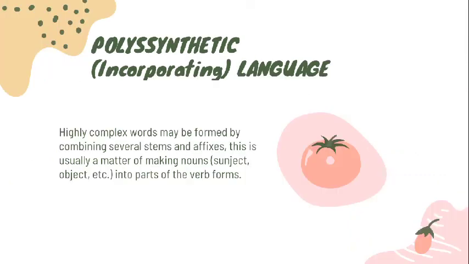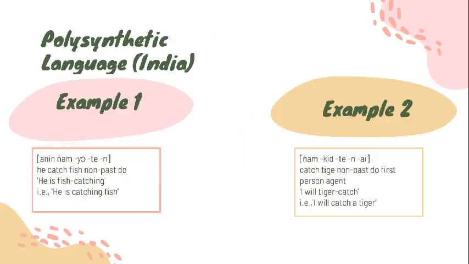Polysynthetic language. Highly complex words may be formed by combining several stems and affixes. This is usually a matter of making nouns such as subject, object, etc., into parts of the verb forms. Next is the Indian polysynthetic language. The first example: he catch fish, non past. Do he is fish catching. Meaning, he is catching fish.